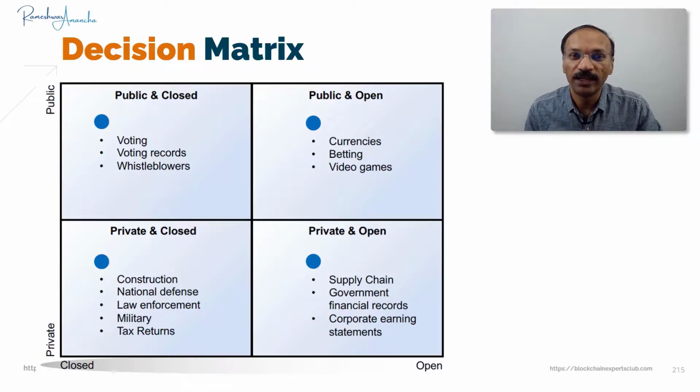Coming to public and open blockchain networks, most of the cryptocurrencies now are public open, because you're able to write the data and you're able to read the data. And some of the betting applications, some of the video games, or in general most of the public applications where the transaction is happening between you and the other person, and you're writing a record, you're reading a record. Those are an ideal fit for public and open blockchain environments. So this is a decision matrix for you to select a particular blockchain type.